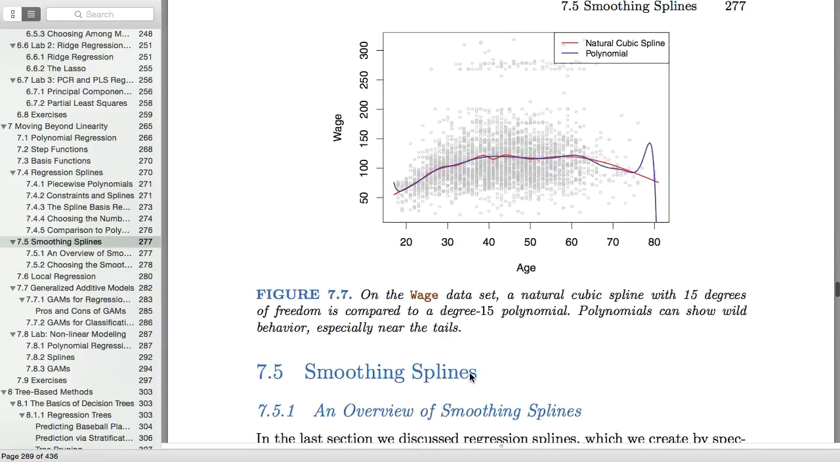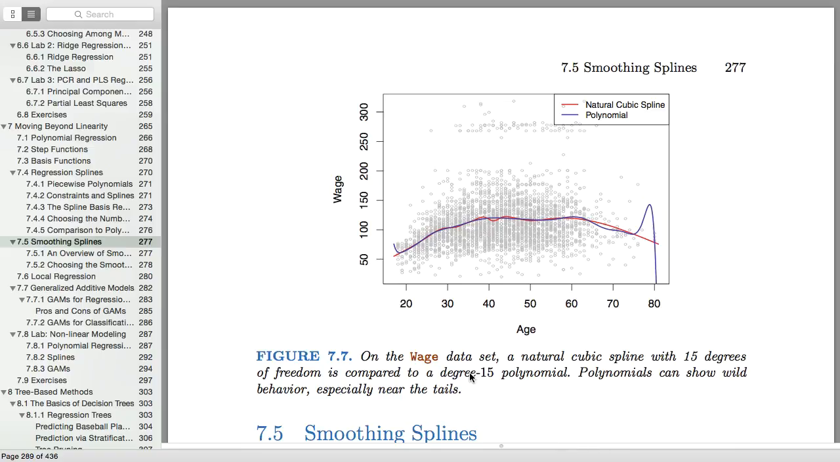Okay, so I'll leave you with that for today, and then tomorrow we'll talk about two different methods, local regression and generalized additive models.